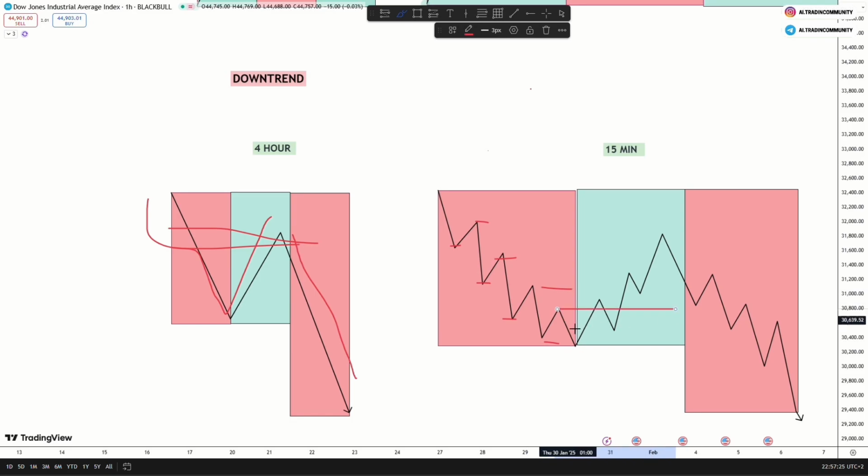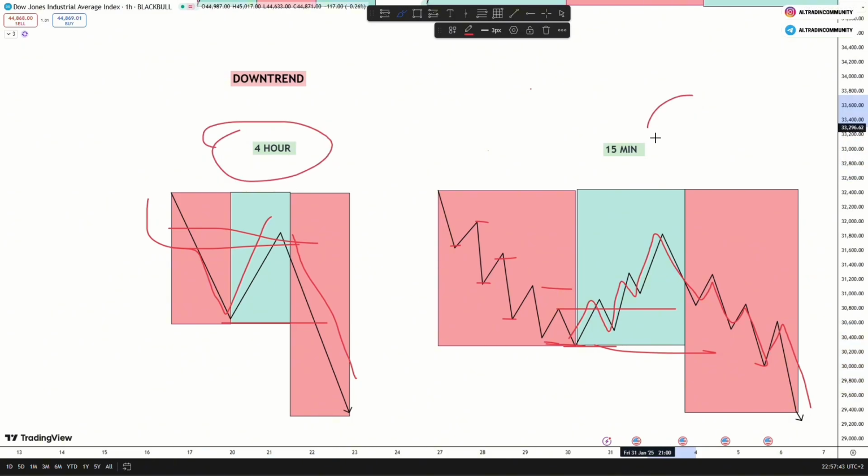From this particular point, the market starts going up, creating a change of character. Again, the market is going down, breaking the previous low, right? Previous low here, the same low. The previous low is broken again, and the market is going down. So this is how it looks like. This is the 4 hour, this is the 15-minute.